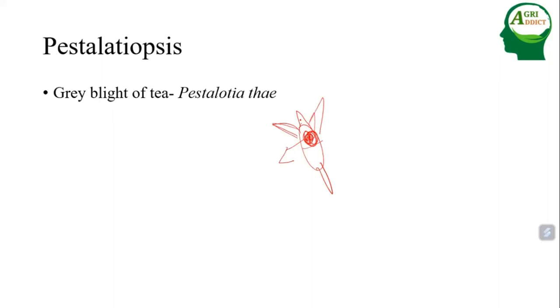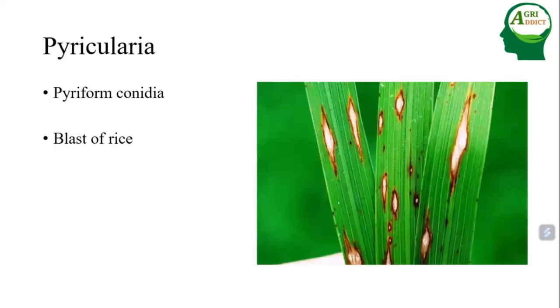This is Pestalotiopsis. Whereas Pyricularia has pyriform conidia, meaning pear-shaped conidia, and this causes the blast of rice. So all these come under the Deuteromycetes, where you cannot find sexual reproduction, but you find asexual reproduction.